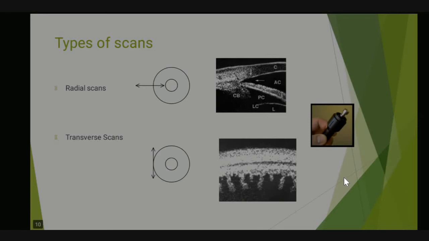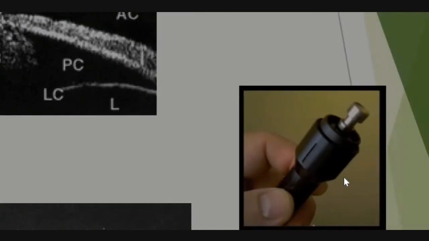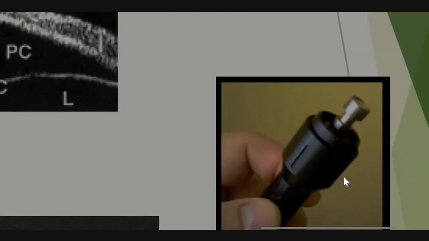So here we have two types of scans: the radial scan and the transverse scan. You can see the probe image, right? In this probe image, there will be a small red dot. I don't know whether it is visible for you. Is it visible now? Yes, Madhu, we can see the probe, the small dot.